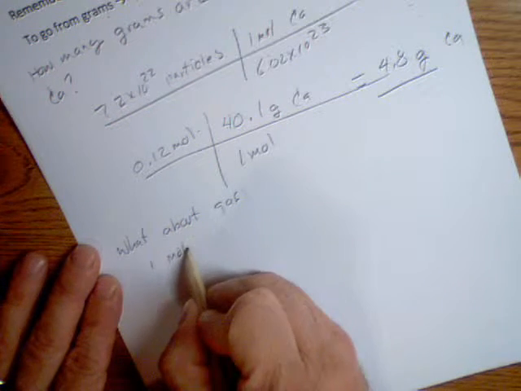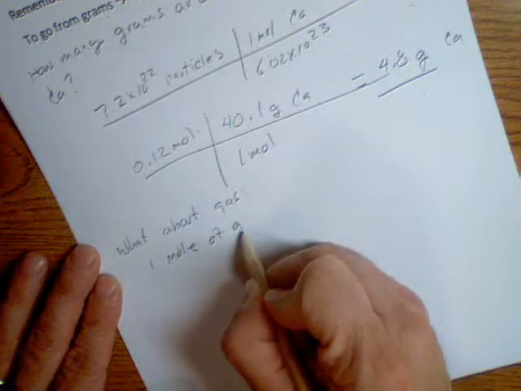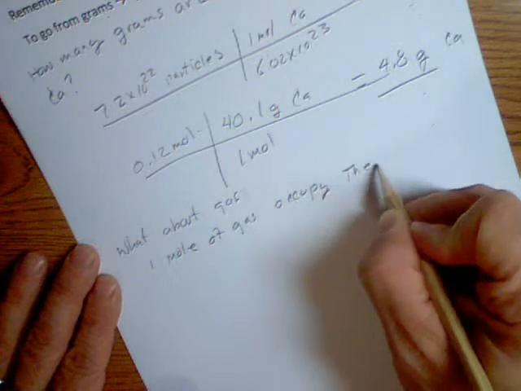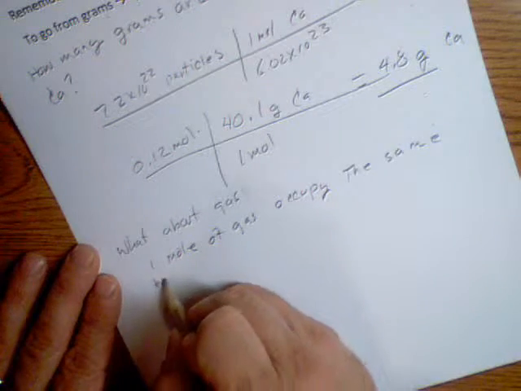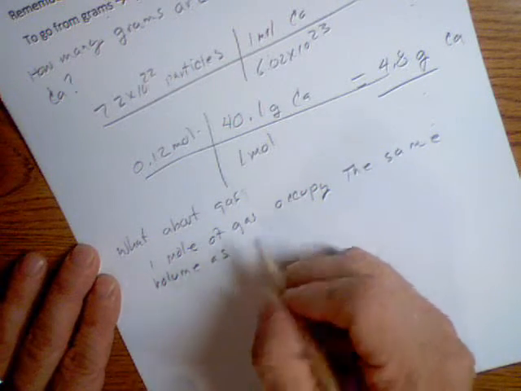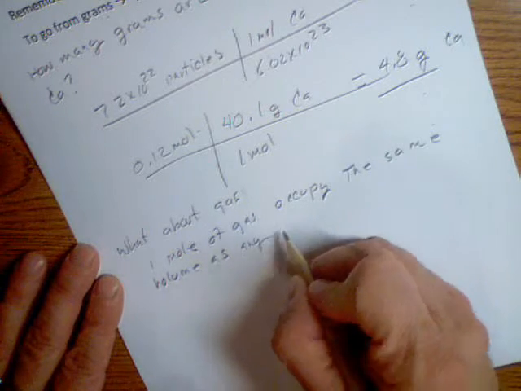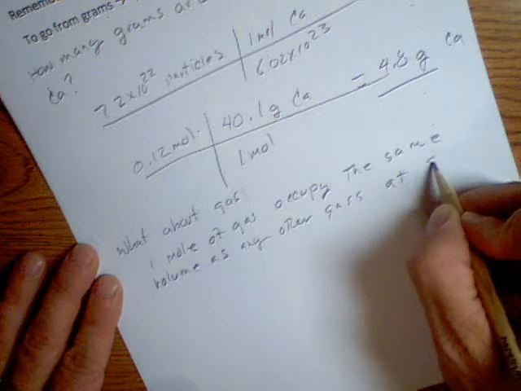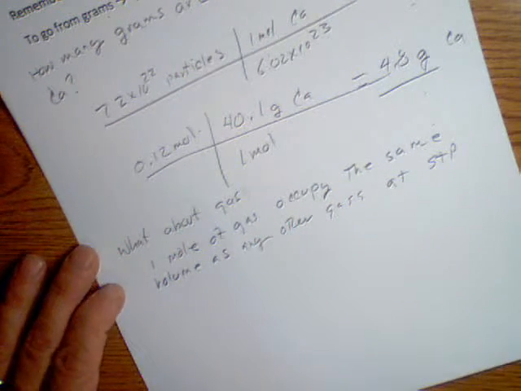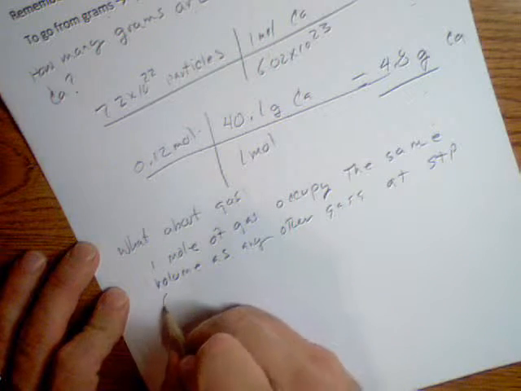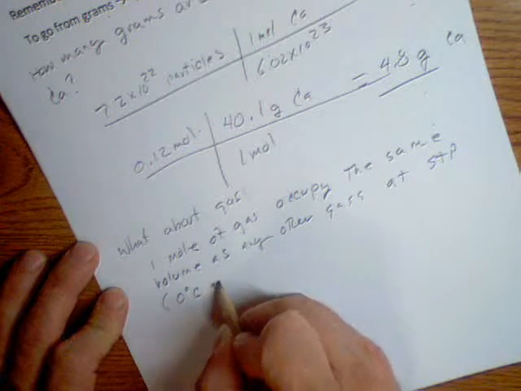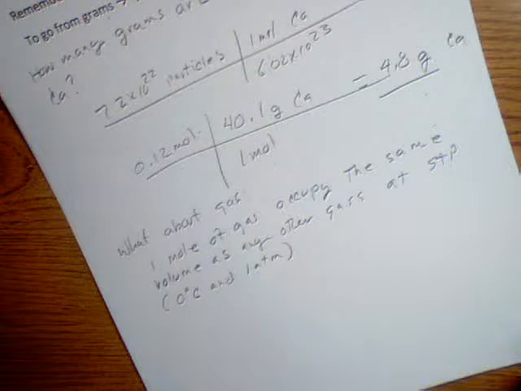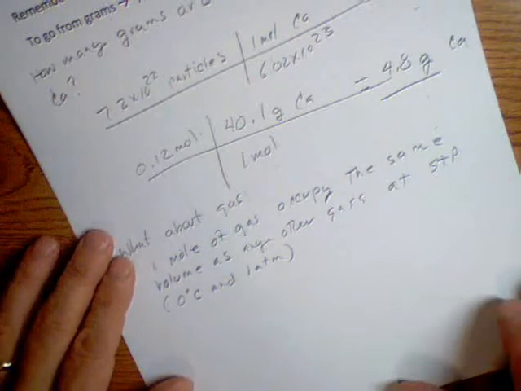1 mole of gas occupies the same volume as any other gas at STP. And STP is standard temperature and pressure. Standard temperature and pressure is 0 degrees C and 1 atmosphere. All right. So STP is just standard temperature and pressure.